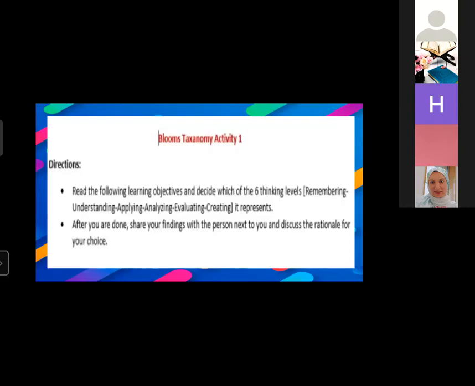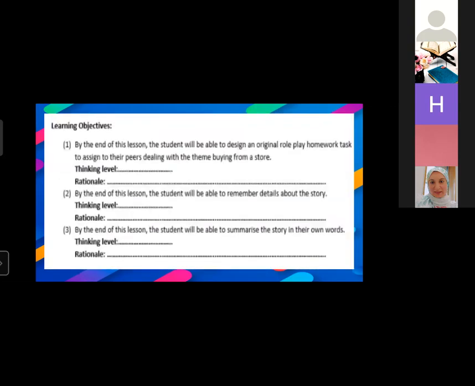And be careful that an objective can be more than one level. An action verb can match more than one level of Bloom's taxonomy. And after you are done, we are going to discuss your answers together. So here, again, we are going to read the objective. I'll give you a minute for each objective to read it silently. After that, we are going to discuss which thinking level it is. Rationale means why. Why do you say it's remembering, understanding, and so on?